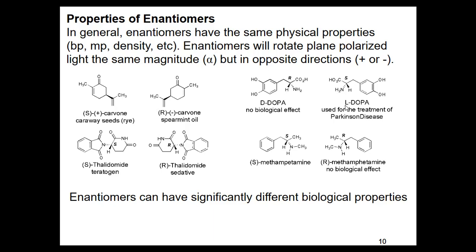They are enantiomers. And then you have the S-carvone here, that's in caraway seeds, and then spearmint oil. So this is the R configuration.